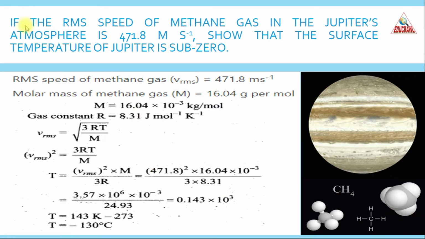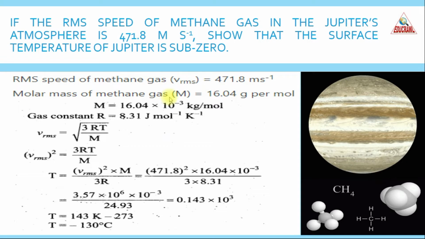The next problem: if the RMS speed of methane gas in Jupiter's atmosphere is 471.8 meter per second, show that the surface temperature of Jupiter is sub-zero, that is, less than 0. This we have to prove. So what is given? The RMS speed of methane is given as 471.8 meter per second.